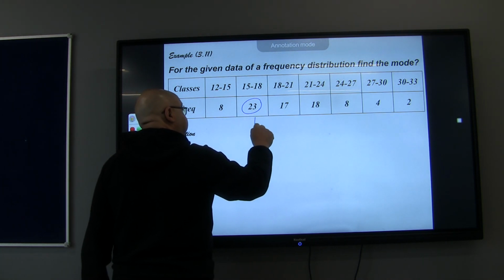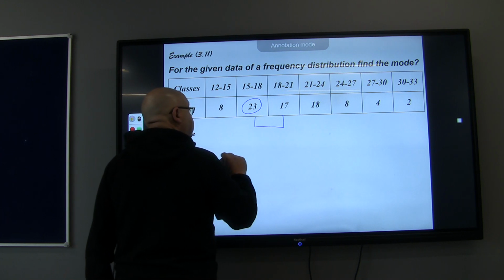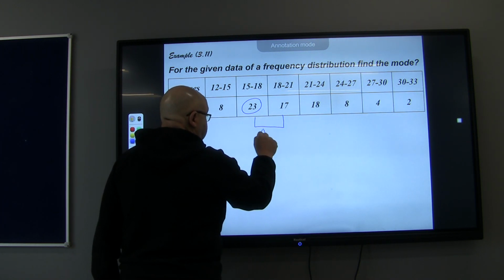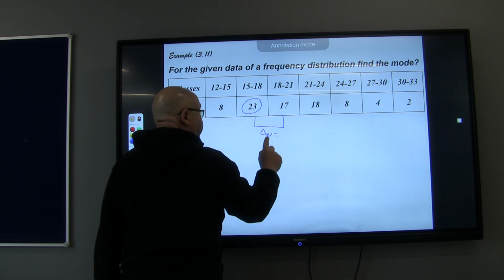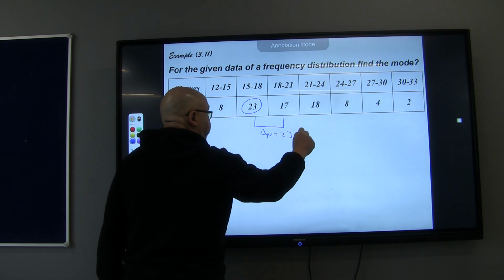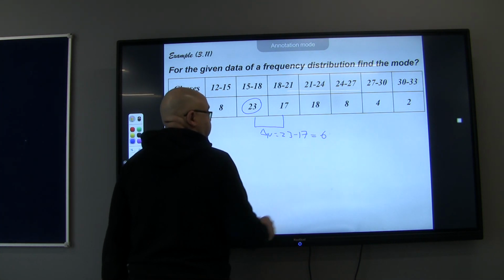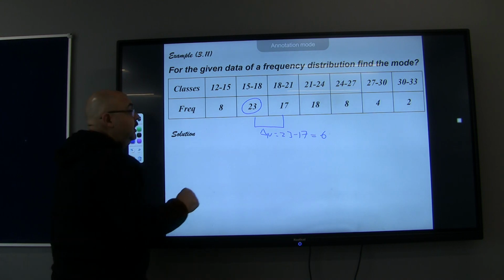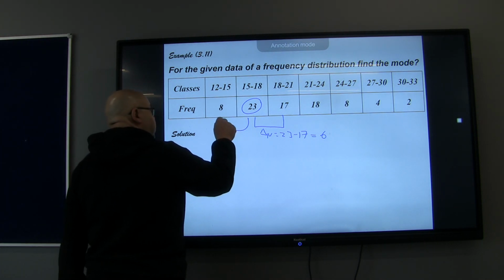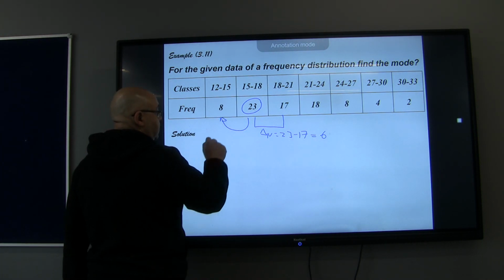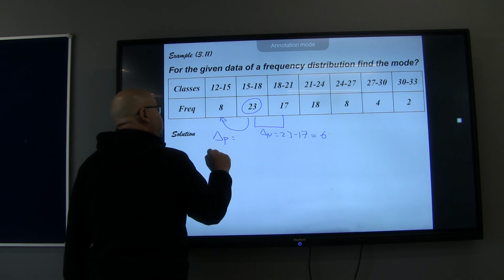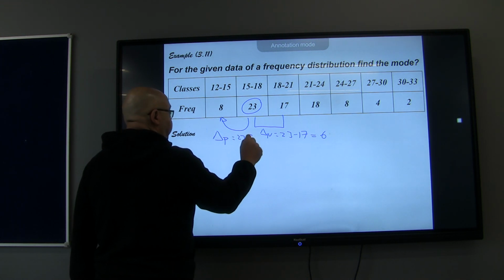I will get the difference between 23 and 17. This is delta n, which is simply 23 minus 17. I believe it's going to be 6. Then I will get the difference between the highest frequency and the previous value. I will call it delta b, which is going to be 23 minus 8.